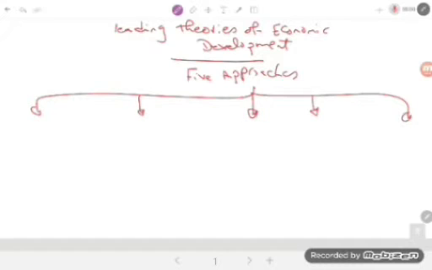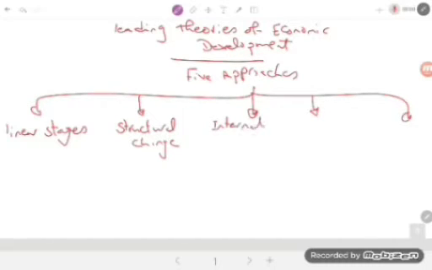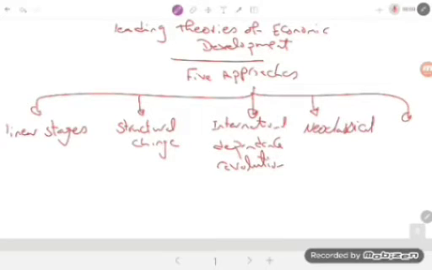Number 1, linear stages. Number 2, structural change. Number 3, international dependence revolution. Number 4, new classical theories. And finally, number 5, endogenous or new model.